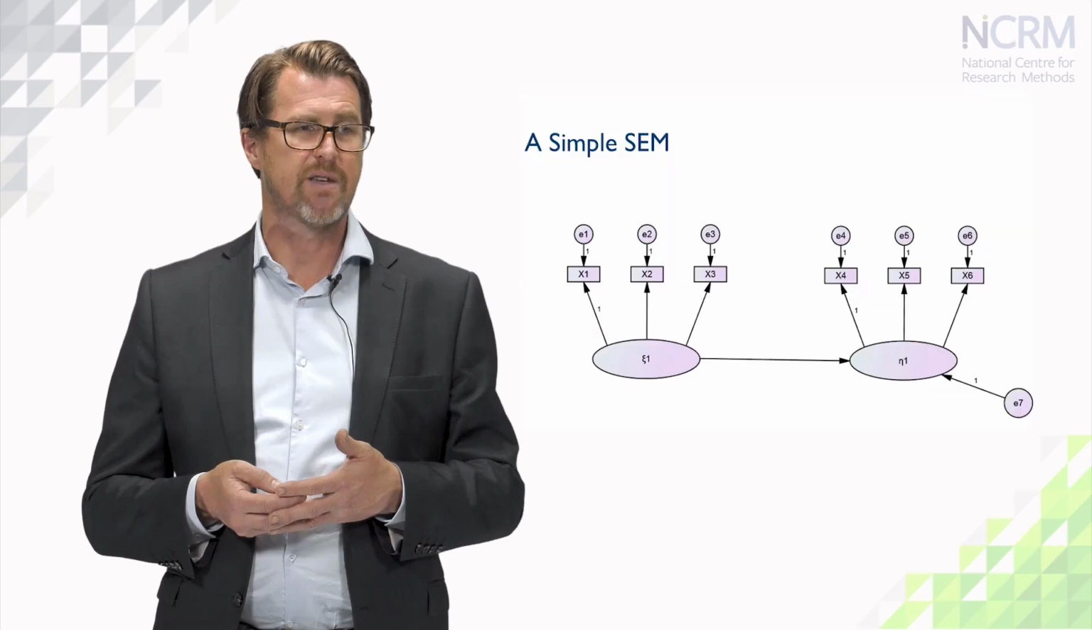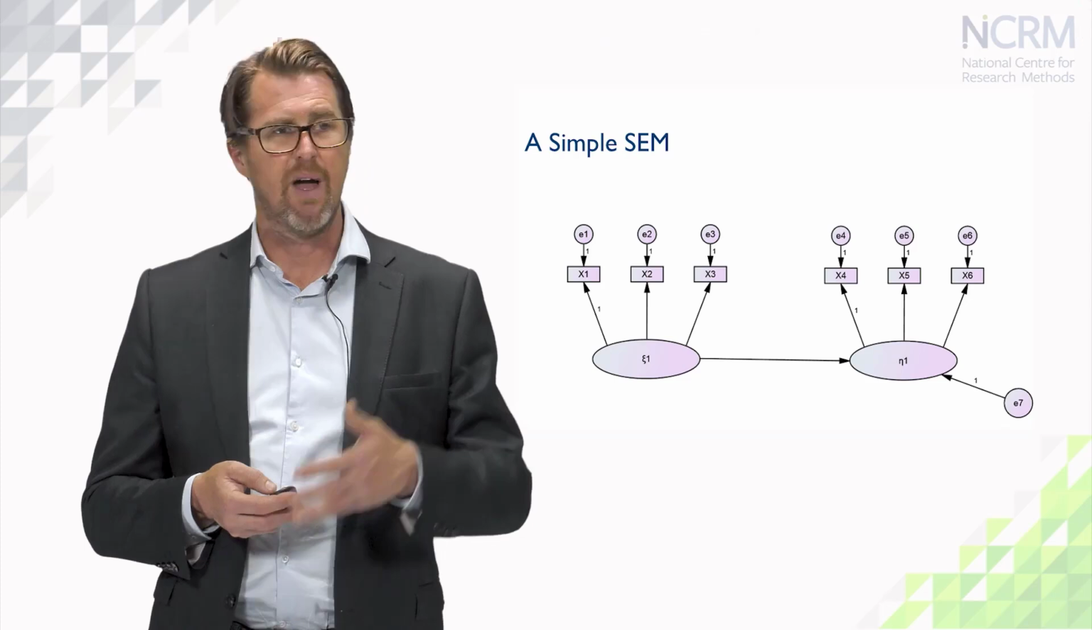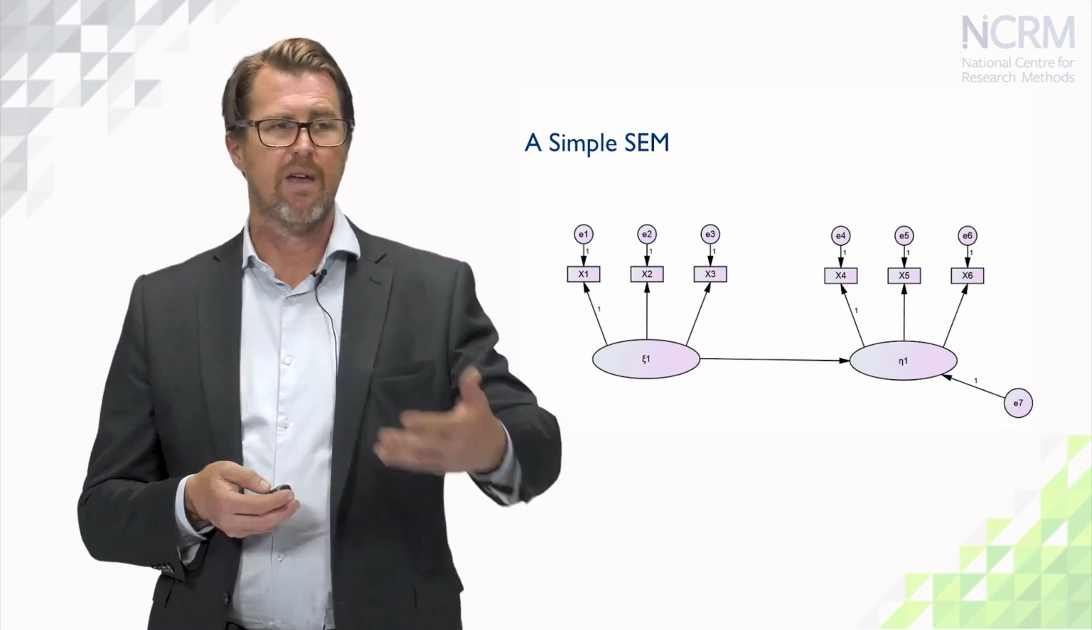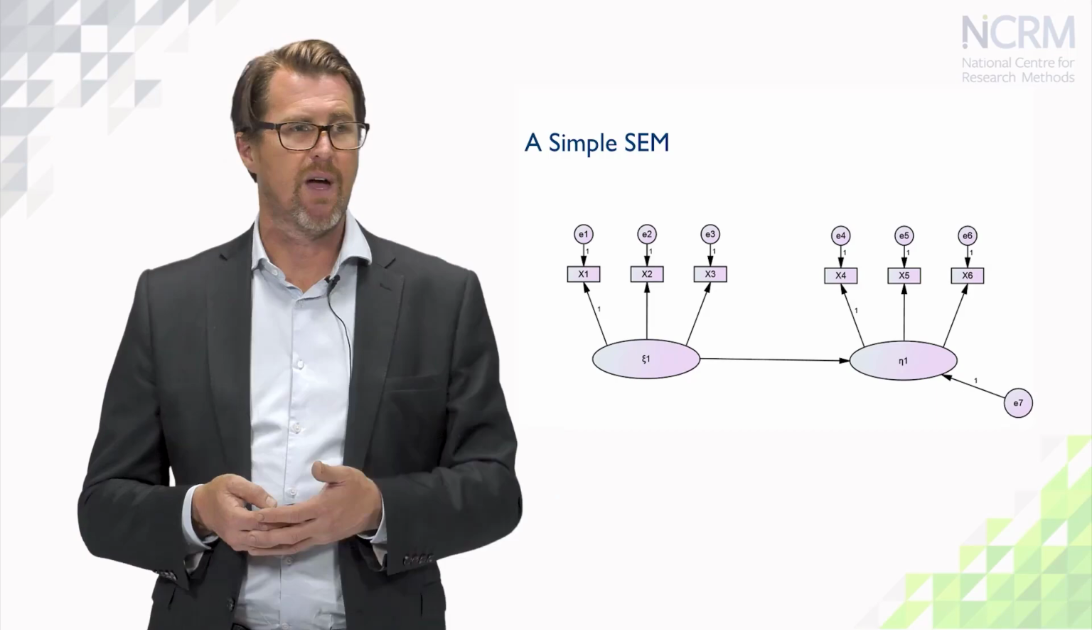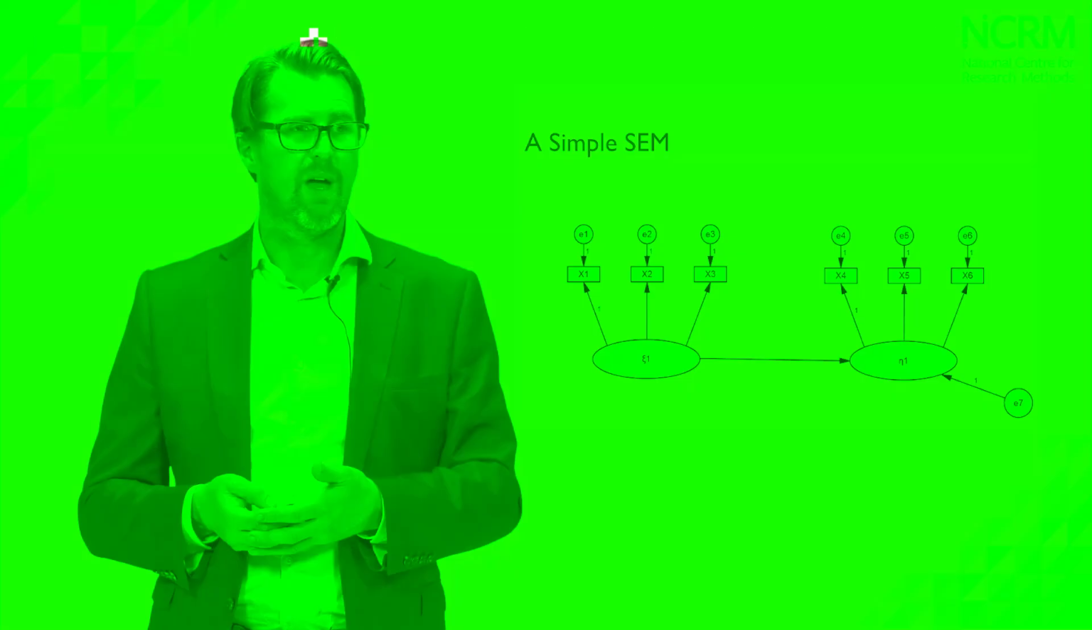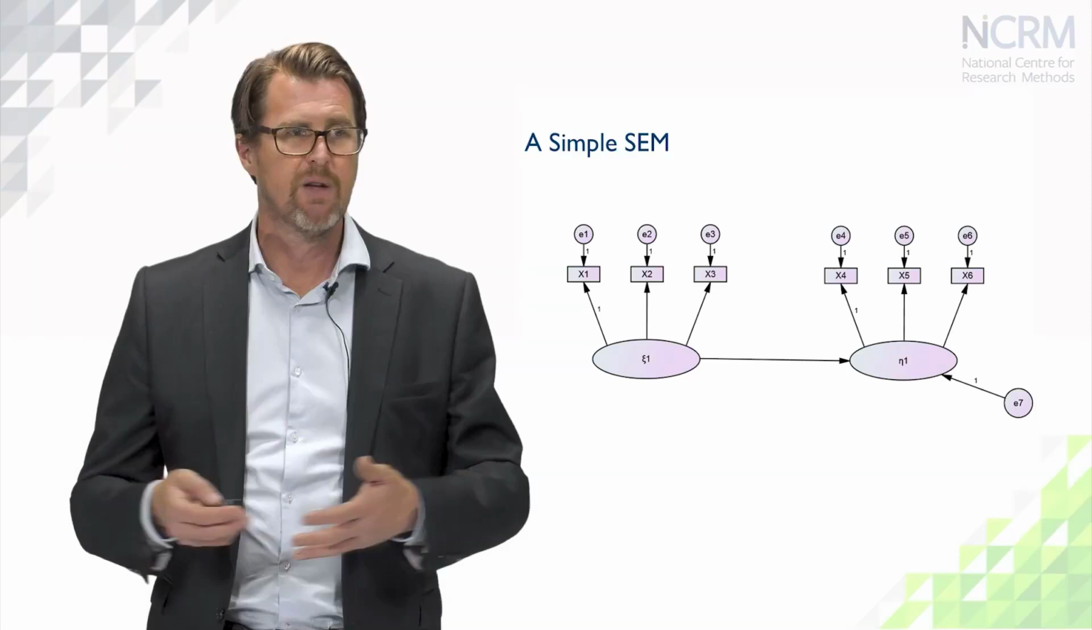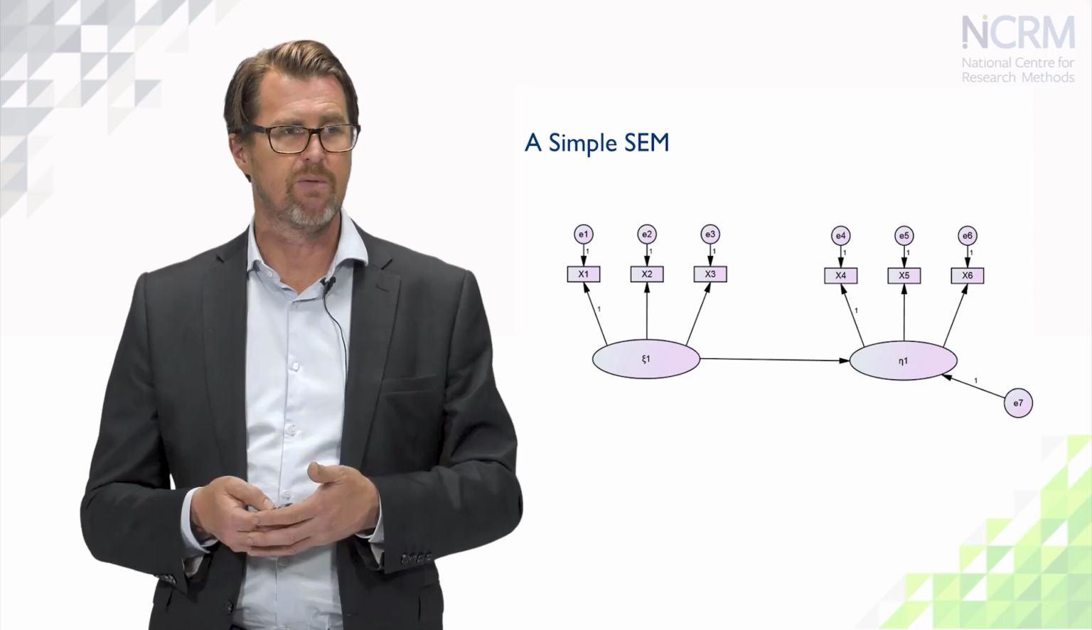So eta 1 here is the dependent variable, and xi 1 is the independent variable, the exogenous variable, and we have a disturbance term for that regression, and we're going to estimate some value for beta, which would then tell us what the relationship between eta 1 and xi 1 is in this example. So a very simple structural equation model, just extending a regression path between two latent variables.